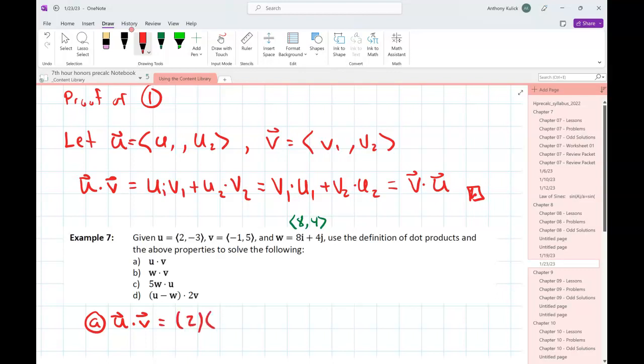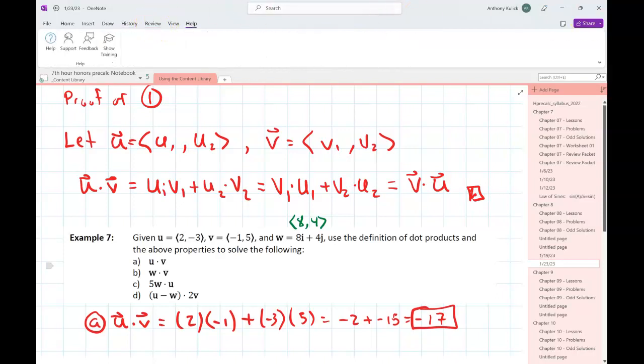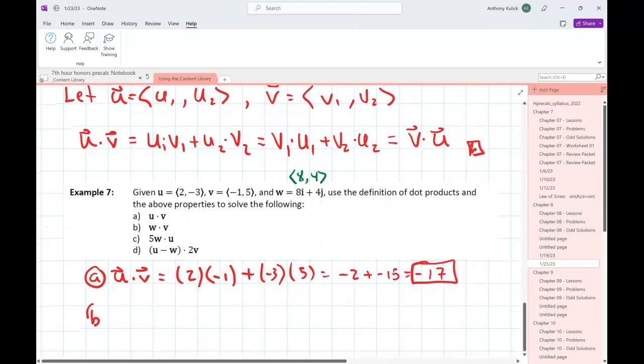Okay. So now if I wanted to do u dot v, well, I'm going to take the first component of u, multiply it by the first component in v, and then add that to the second component from u multiplied by the second component from v. So I get negative 17. Again, the dot product of two vectors is a real number. So no vector, just a real number.